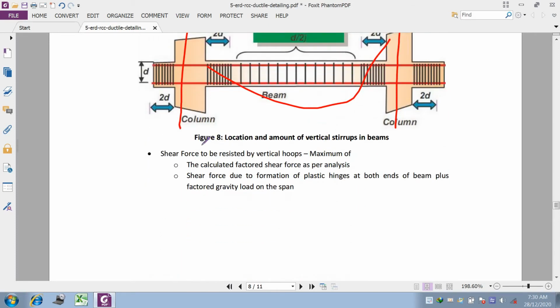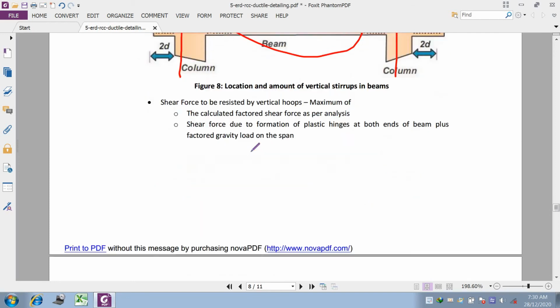Then the shear force to be resisted by the vertical hoops is the maximum of the calculated factored shear force as per the analysis, and the shear force due to the formation of plastic hinges at both ends of the beam plus the factored gravity load on the span. So this point can be considered.